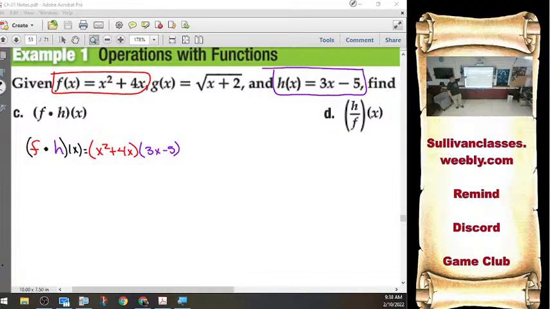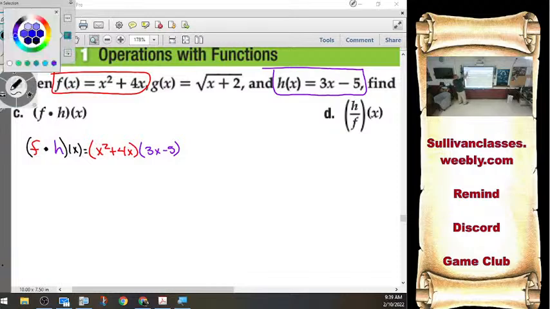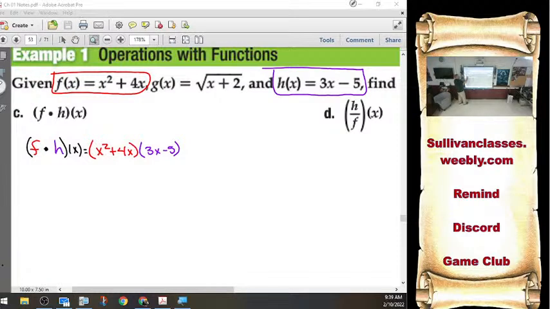When you do f times h and you use a dot in the middle like that, please be very intentional about it. Make sure that is a dot. Because what does it kind of look like? Oh, f of g and g of f. Remember compositions? Put f into g, g into f. So be very intentional, this needs to be a dot, not f of g.